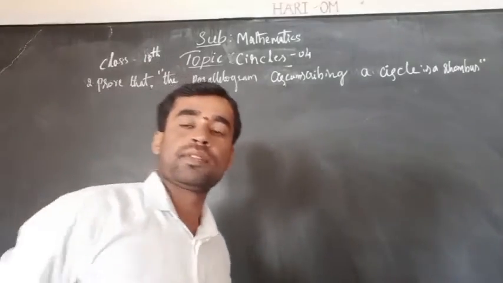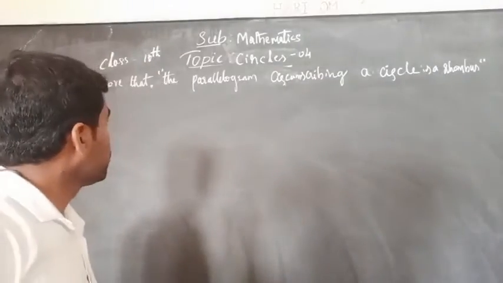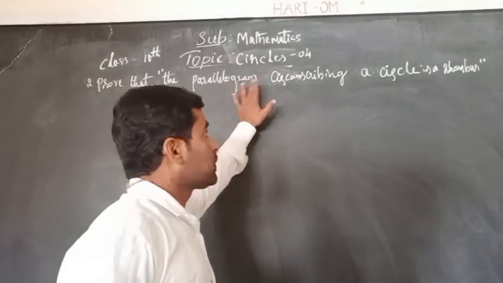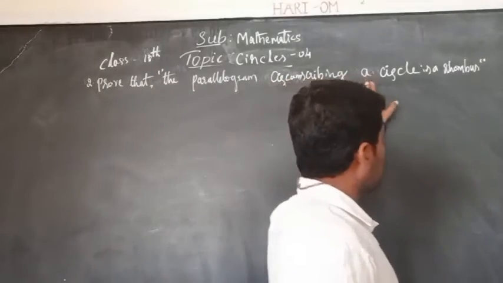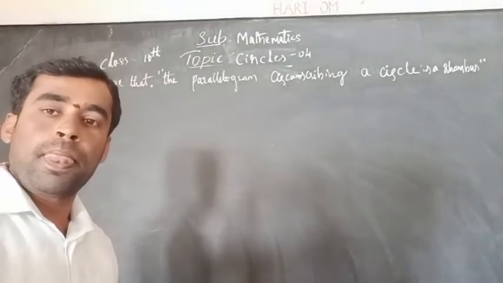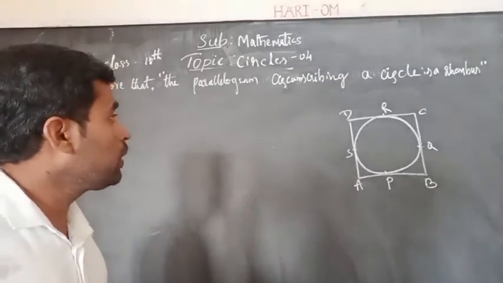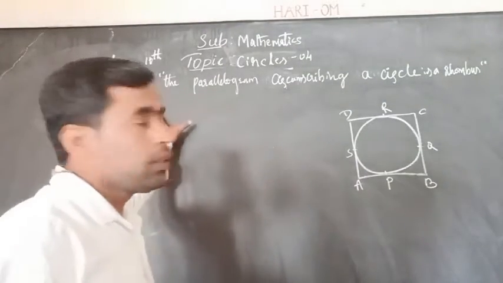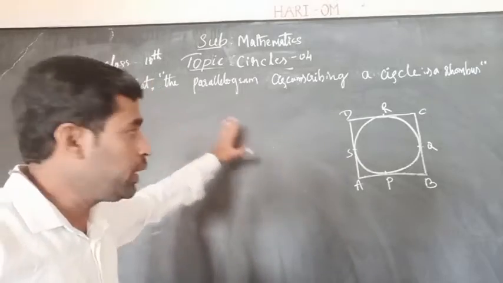Here, we have the second one. Prove that the parallelogram circumscribing a circle is a rhombus. Here is a parallelogram ABCD; by the question I have drawn a diagram.